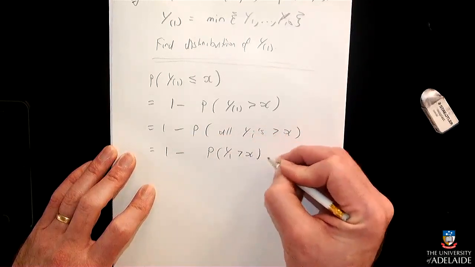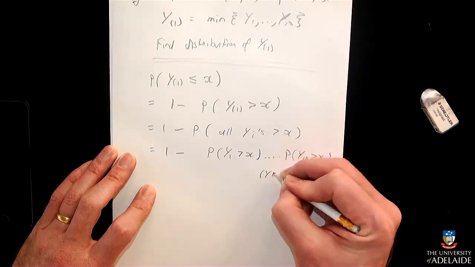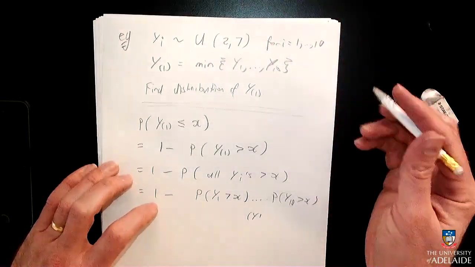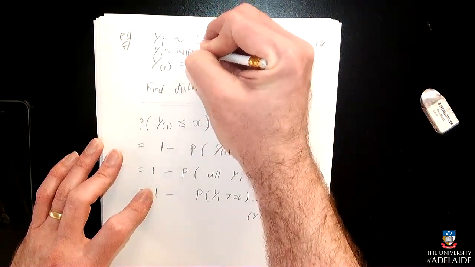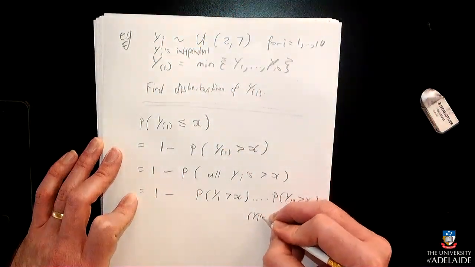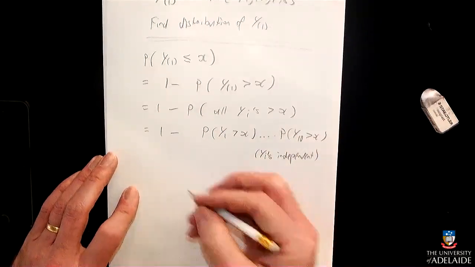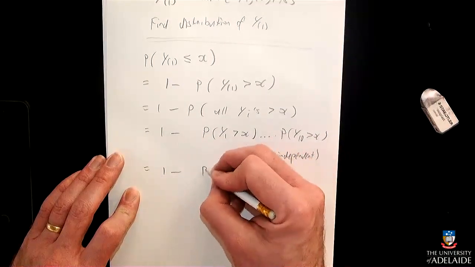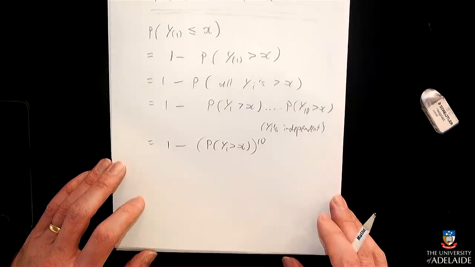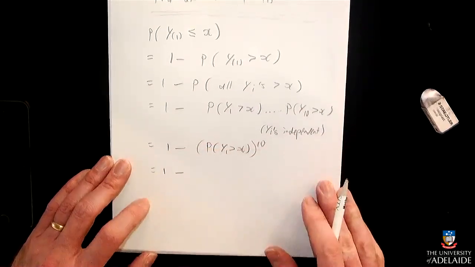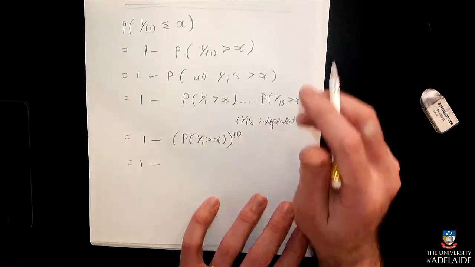And since they're all independent, I can do this. I should really say they're all independent somewhere. And since they all have the same distribution, that'll be that. So now I just need to know what the probability of y1 being greater than x is.